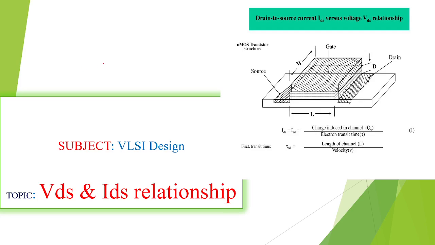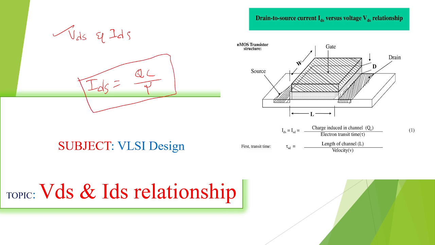I'm going to explain the relation between VDS and IDS, the voltage between drain and source and the current between drain and source. In a MOSFET, how the current relates to the voltage is explained as follows: the current between drain and source can be defined as the induced charge at the channel, QC, divided by the electron transit time, tau. So this is the relation, but we need to expand this.